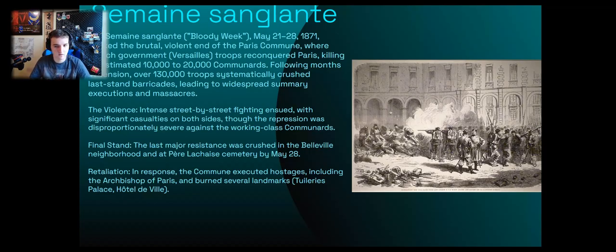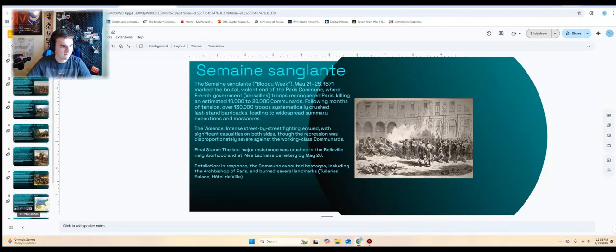So basically, overall, the French forces killed many of the communards, and it brought a violent end to the Paris Commune, ending the adoption of many communist or Marxist ideals in France. And yeah, that's pretty much it.